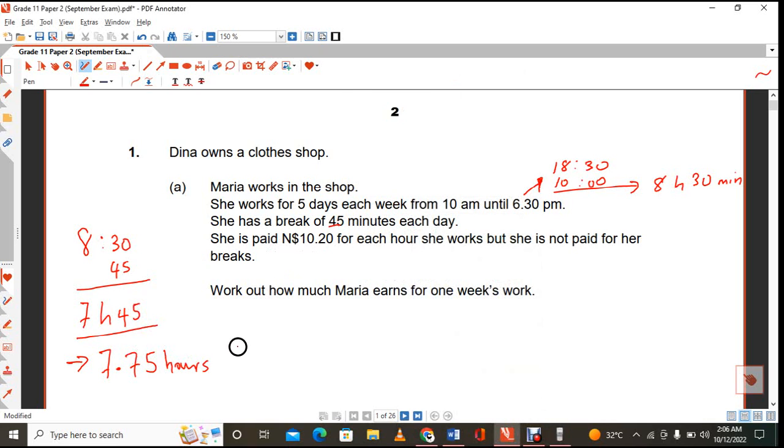Now we know per day as a decimal she works 7.75 hours, and multiplying that by 5, because she works 5 days in a week, that's going to give you 38 hours and 45 minutes, which as a decimal becomes 38.75 hours, right? I would like to work with that. All right, so what else do we know?